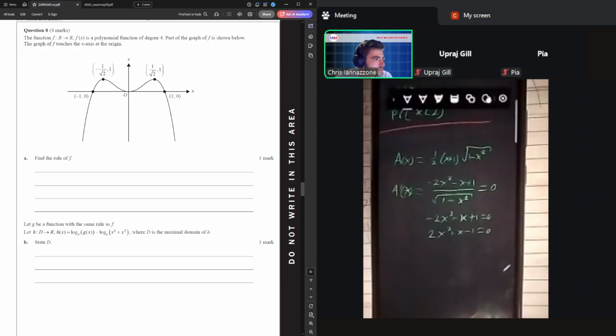Question 8. Find the rule of f. This one can be really, really painful or really, really easy. In fact, it might as well... have we got enough points? 1, 2, 3, 4... Oh yeah, 5, because the origin. You could do a 5-way simultaneous. Wouldn't recommend it. You're in a tech free.